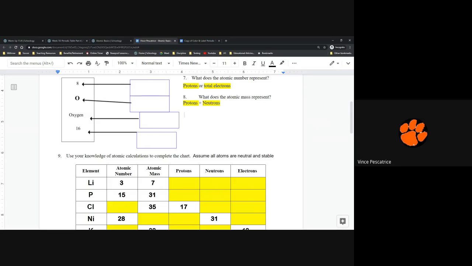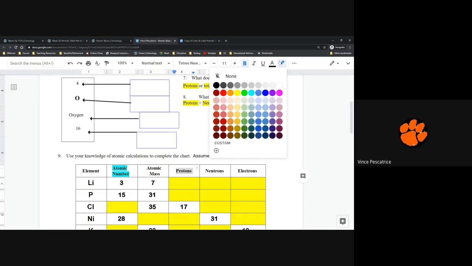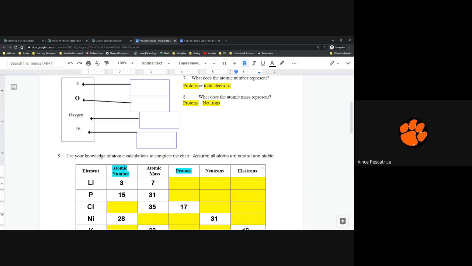So the atomic number is equal to the number of protons. I'm going to go ahead and highlight this just to help you out. Atomic number equals the number of protons. And remember up here it says the protons tell you the total number of electrons in a neutral and stable atom. So everything highlighted in blue right now should be the same number. Then the neutrons plus the protons will equal the atomic mass.